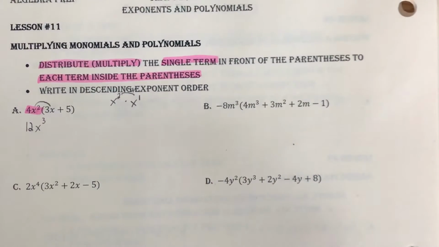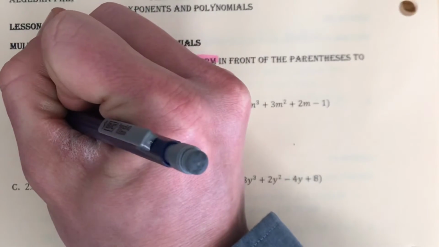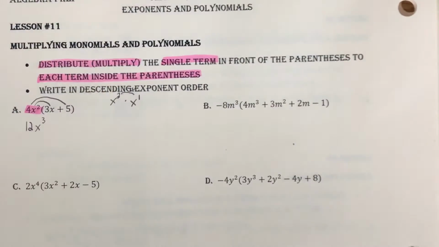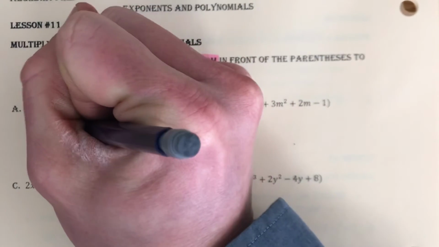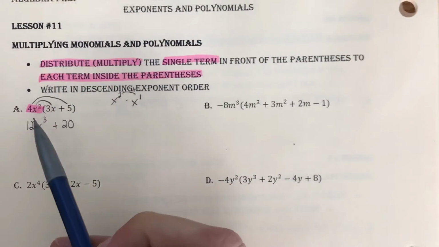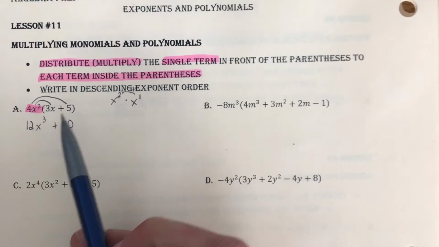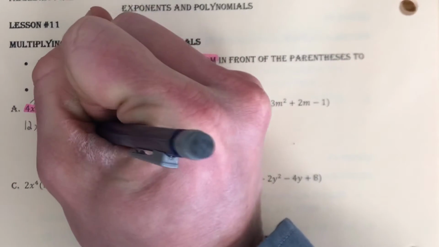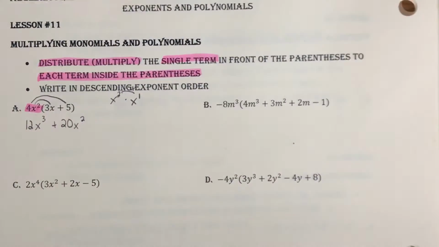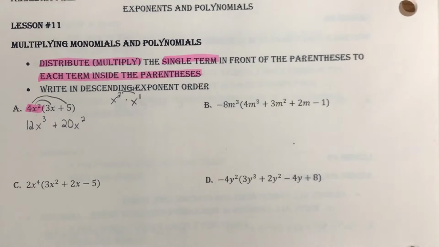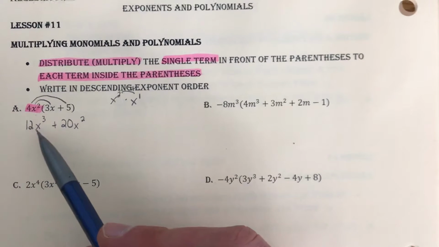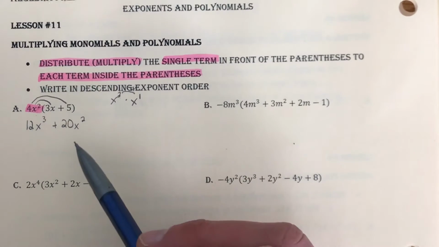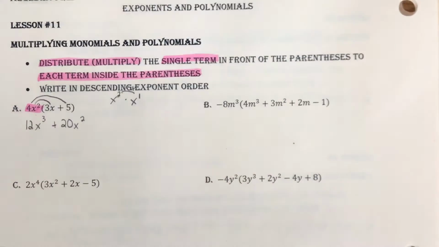Then after we've done the first term, we would then do the second term, so 4x squared times positive 5. So we do the numbers, 4 times 5, and that is positive 20. And then this x squared doesn't have any x's to combine with here, so we just bring it on down, and we end up with 20x squared. Now the last step is we make sure that it's in descending exponent order. So 12x to the third has a degree of 3, 20x squared has a degree of 2, so that is in descending exponent order.